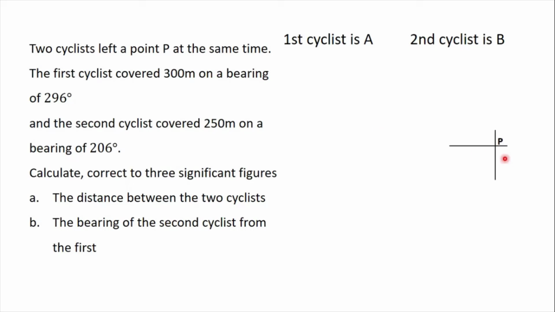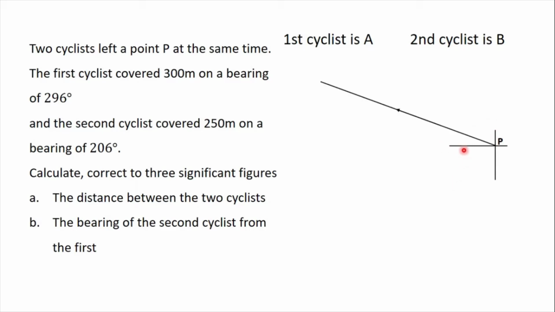So I'll draw my diagram here for point P. So I have the X and Y plane here. So this is point P. Let's first do it for A, which is the first cyclist. So he covered a distance of 300 meters on a bearing of 296 degrees. On a bearing of 296 degrees. We know from this diagram that here is 270 degrees and here is 360 degrees. So 296 degrees will be between 270 degrees and 360 degrees.